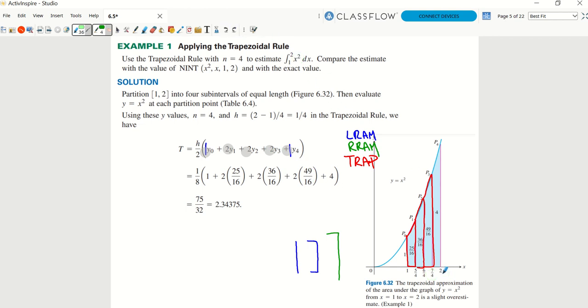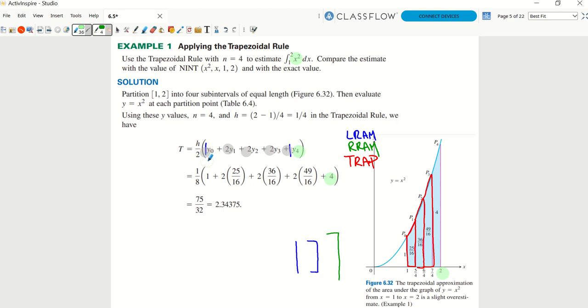What happens when we plug in the x value of 2 into x squared? We get y sub 4, which is 4, because 2 squared is 4. So now we took care of what the parentheses is. Okay, let's take care of this h over 2.